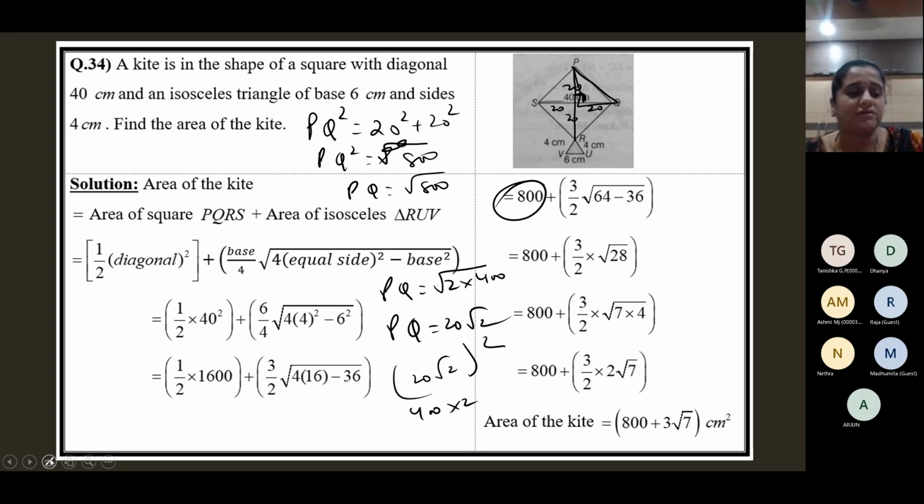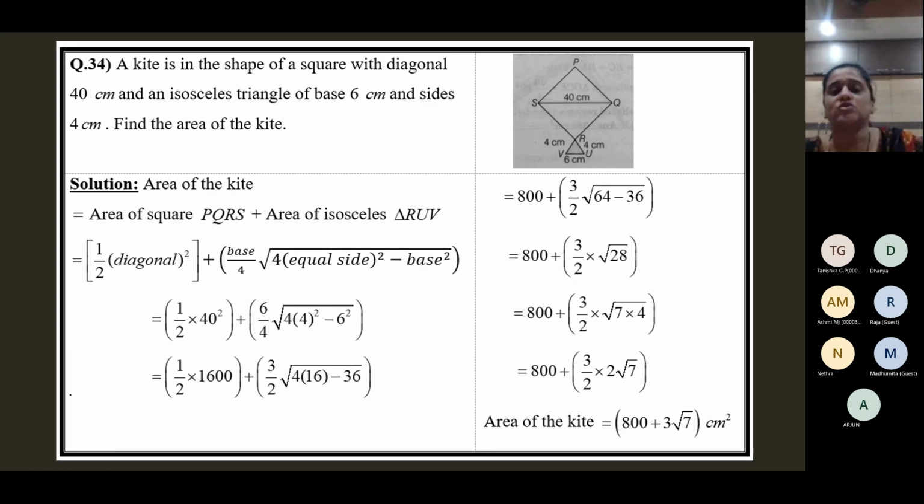So if you want to find the side, you should use Pythagoras theorem. Connect the other diagonal. Diagonals are perpendicular to each other. You have to find PQ using Pythagoras theorem. This one is 20, this is 20, because the diagonals are 40 and they bisect each other. So it will be 20 here and 20 here. And once you find PQ, side into side will be the area of the square. Clear, children?